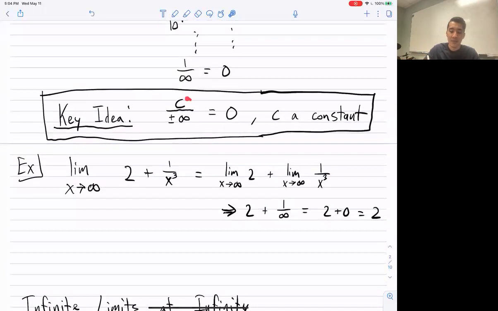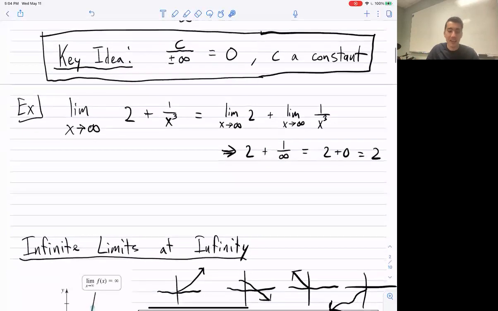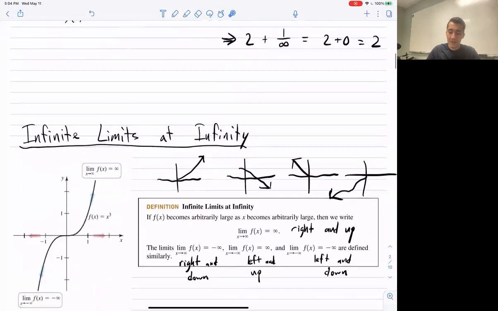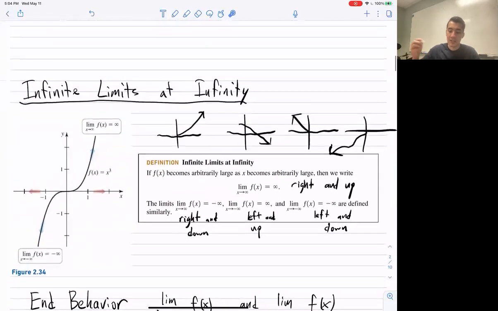Now, what happens if you have infinity on top? What goes on there? These are called infinite limits at infinity. It's what happens when you're not approaching a number, but you're instead approaching infinity. And for infinite limits at infinity, there are really 4 ways you can do it.